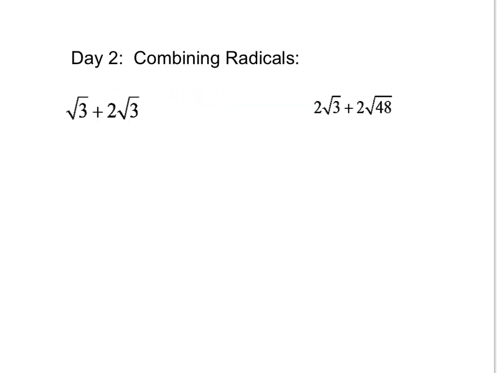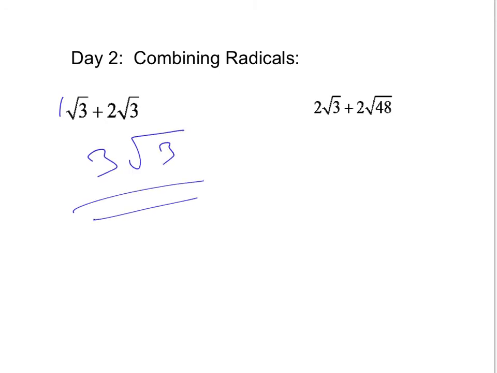In this one right here, I have 1 root 3 plus 2 root 3. My index is both 2. These are both square roots. My radicands are the same. So I have 1 root 3 plus 2 root 3, which is 3 root 3.